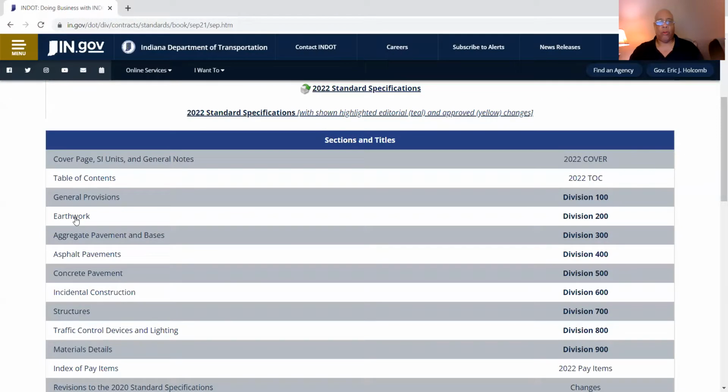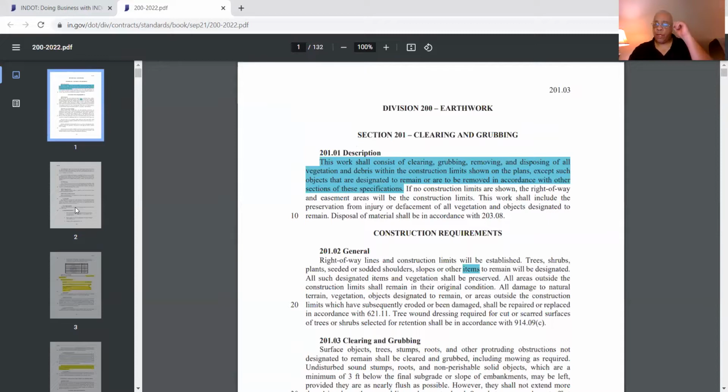Now, let's say I want to go into earthwork. Earthwork is very important. Now, again, I am giving you an example of what's in the NDOT specifications. If you are from another state and you work for state DOT, you have specifications as well. If you work in the manufacturing industry, you have specifications as well. Now, here, when we deal with earthwork, here's what you get in the clearing and grubbing section. And a lot of important information is highlighted.